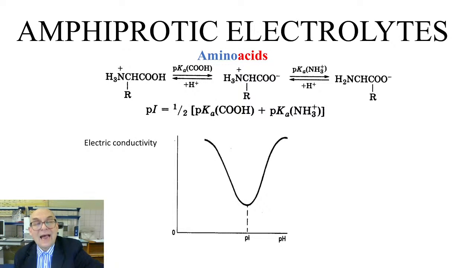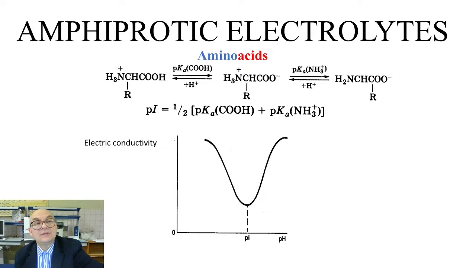Now, nitrogen loses its third proton, but COO negative remains the same, and the total charge of this species is -1. So remember that in the alkaline solution, amino acid is negatively charged. Amino acid is negatively charged in the alkaline solution.